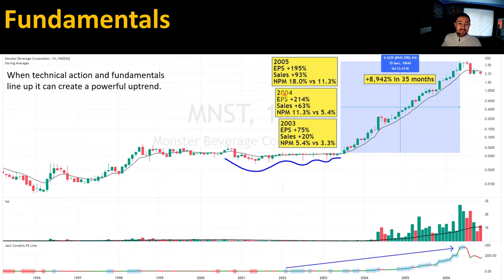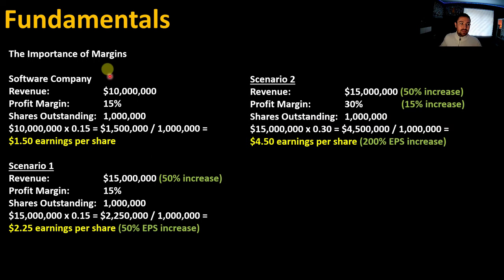In 2004, we see an acceleration. So the earnings per share for the year are up 214%, sales plus 63%, acceleration in the net profit margins from 5.4% up to 11.3%. We see a further acceleration in the earnings per share, plus 195%, sales plus 93%, net profit margins accelerating from 11.3% to 18%. So when a company starts significantly accelerating its earnings, its sales, and really importantly, its net profit margins, which I'm going to show you on the next slide, and you get the technical action setting up as well, as you can see here with Monster Beverage, you can get some almighty moves in the stock market. So let's just take a look here at the importance of margins.